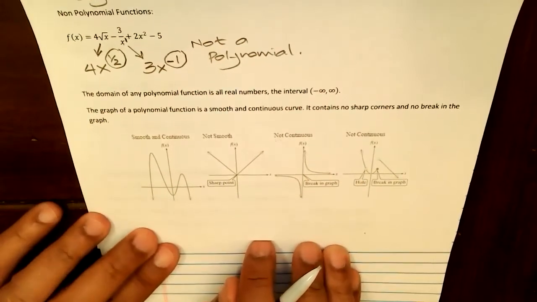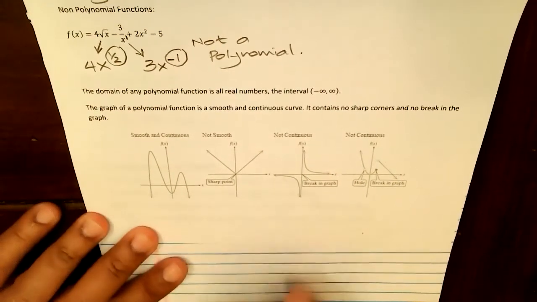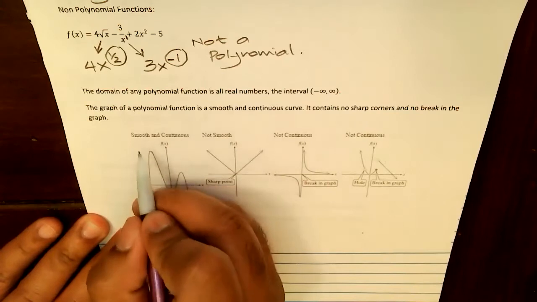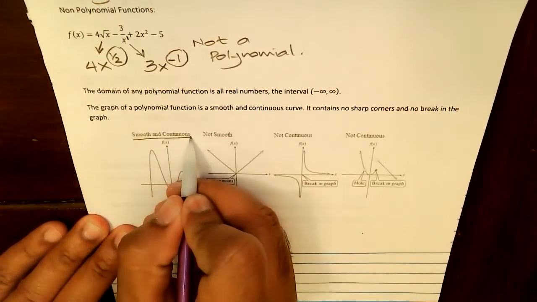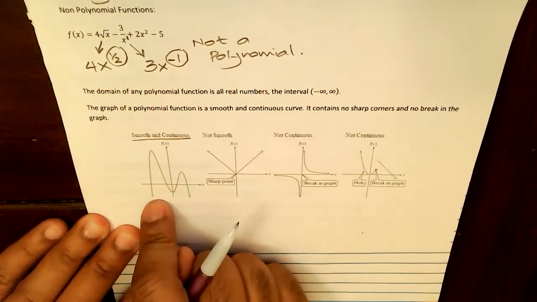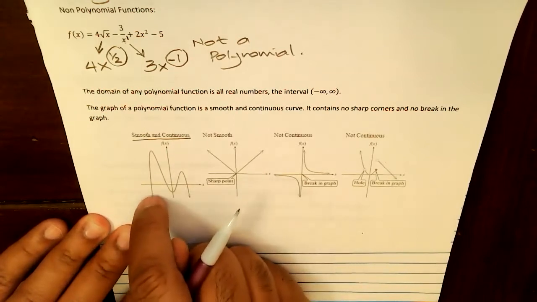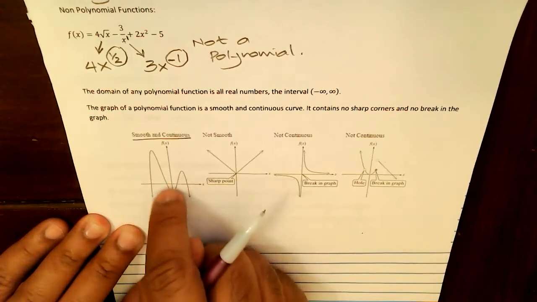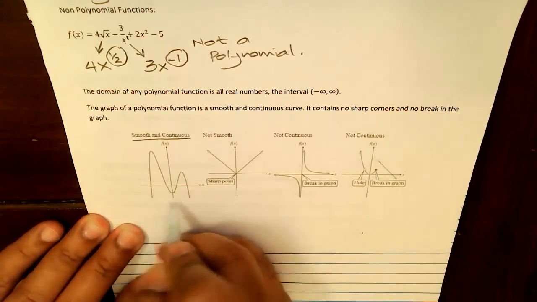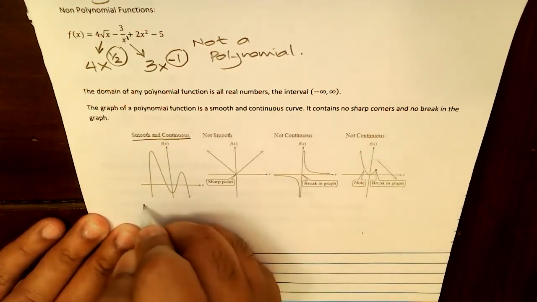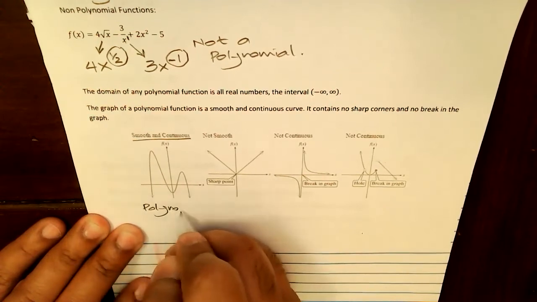When it comes to the graph of polynomial functions, graphs of polynomial functions are smooth and continuous. This first graph here is an example of a graph that is smooth and continuous. It's a continuous curve, a smooth curve. So this first example is a graph of a polynomial.